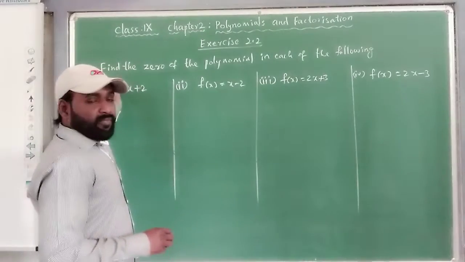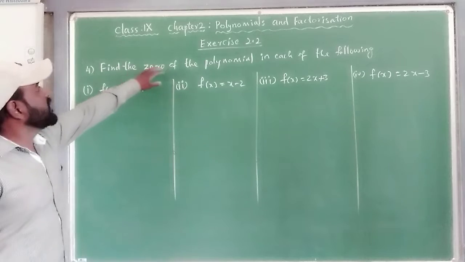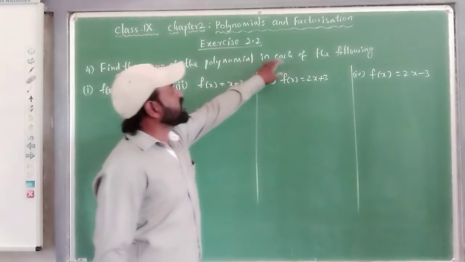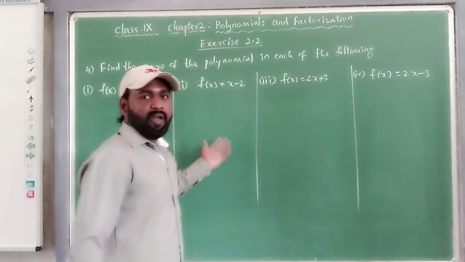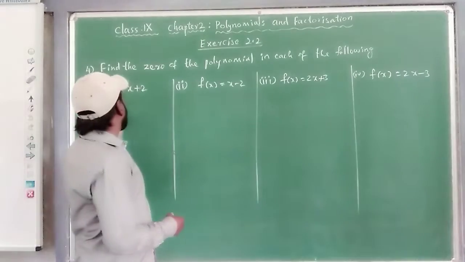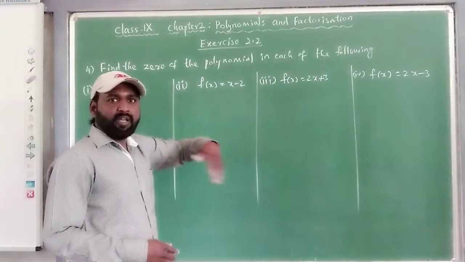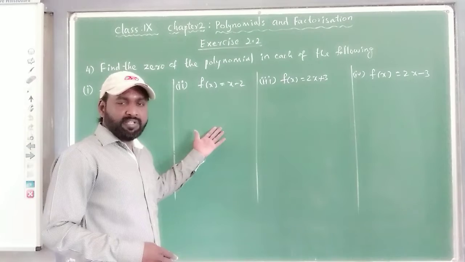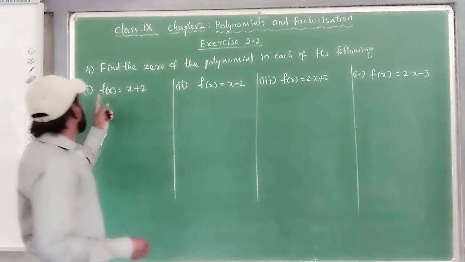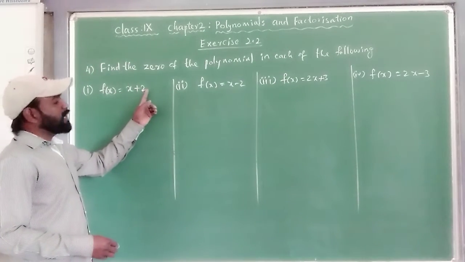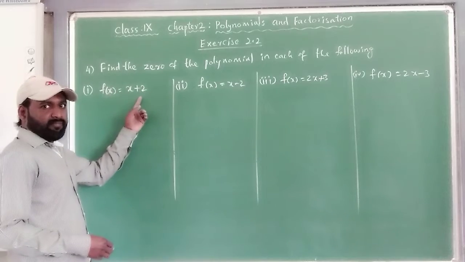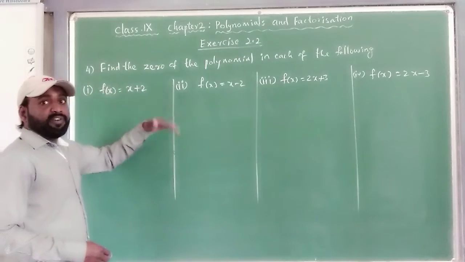Question number 4. What is given? Find the zero of the polynomial in each of the following. Here, a few polynomials are given. So I wrote all 4 polynomials here. The remaining polynomials you do by observing this solution on how to find it out. So the first one is f of x is equal to x plus 2. This is the polynomial given. For this polynomial we have to find the zero.